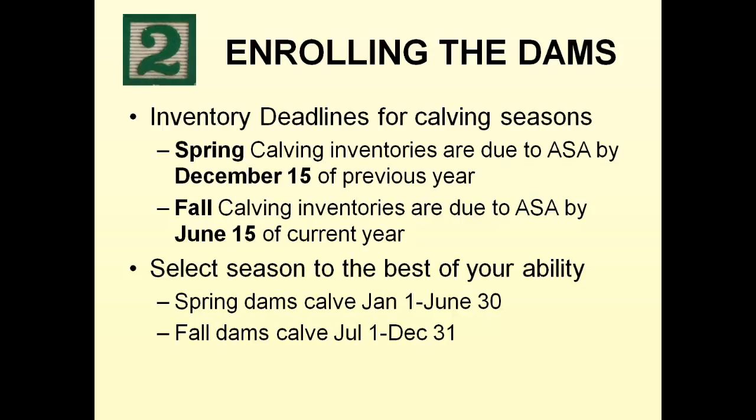Spring calving inventories are due to ASA by December 15th. So what that means is my spring 2014 enrollments, they all have to be postmarked or turned into ASA by December 15th, 2013. Our fall calving inventories are always due on June 15th of the current year. So when we start enrolling for fall 2014, next April 15th is when that opens. You'll have until June 15th to adjust your fall calving cow inventory.